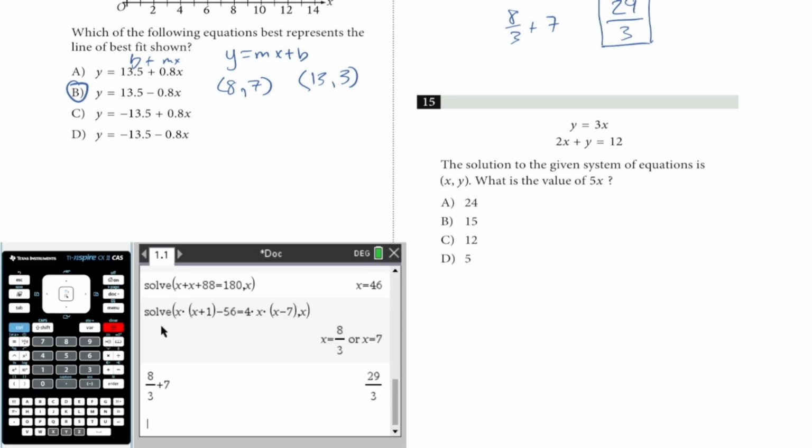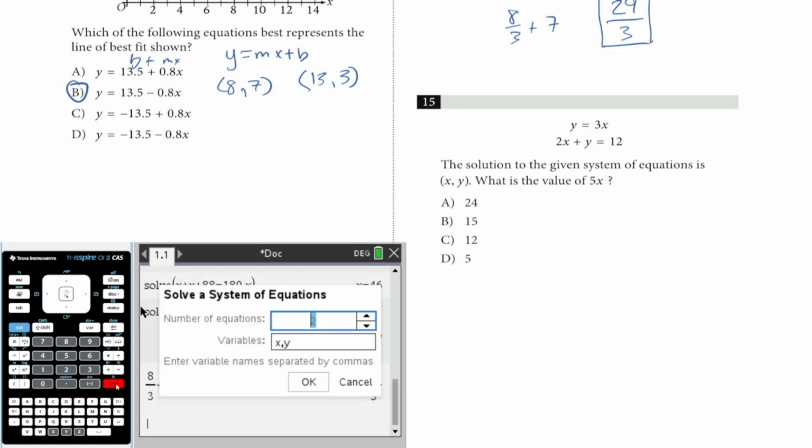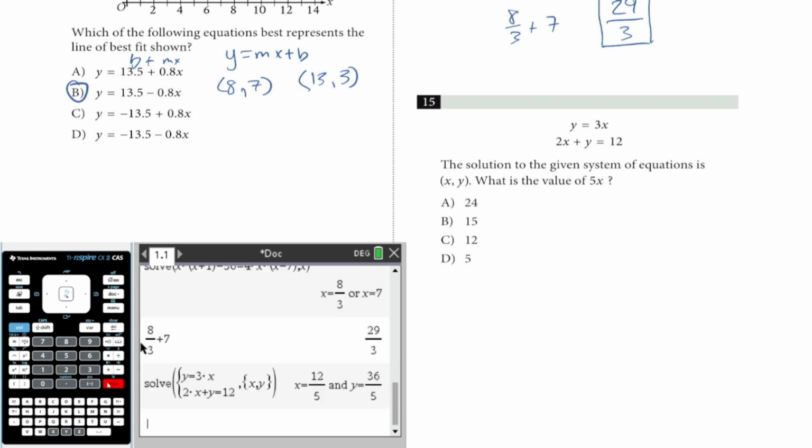So again, we'll pull up our calculator, and we will go to menu 3, 7, enter. Our variables are x and y, so we'll just do enter again. And now we're just typing in the equations. Y equals 3x. And then 2x plus y equals 12. Enter. So we get x equals 12/5, but they want to know 5 times x.